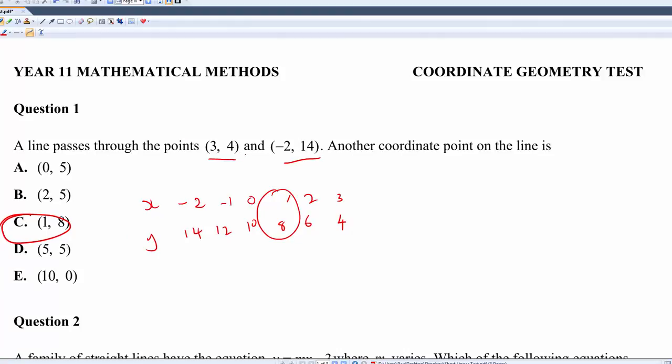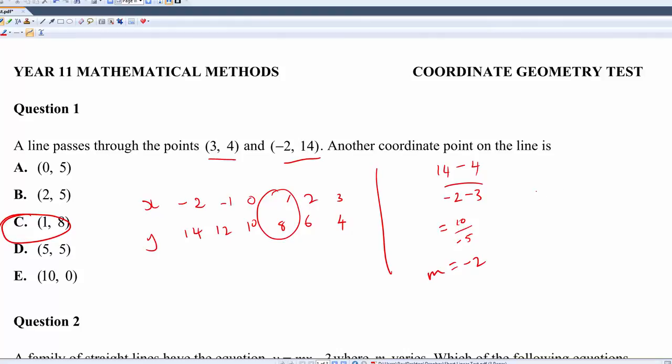Now, I prefer that method of doing it, but some of you are going to need to go the longer way around and calculate the gradient and then calculate the y-intercept. So let's do it the longer way. So we've got (14 - 4) over (-2 - 3), that is 10 on -5, that is -2 as the gradient.